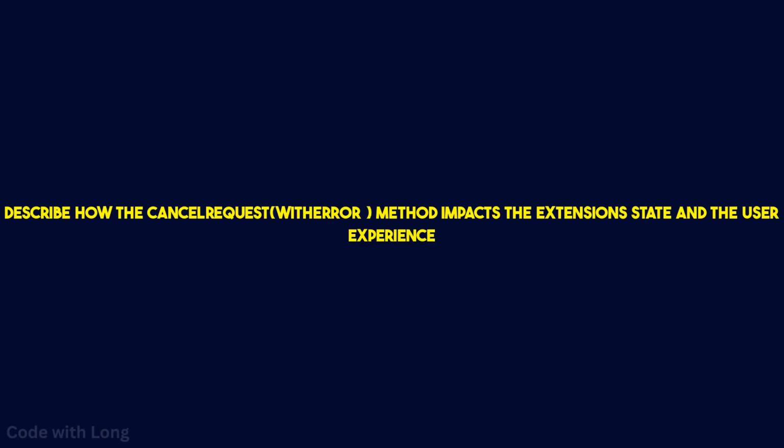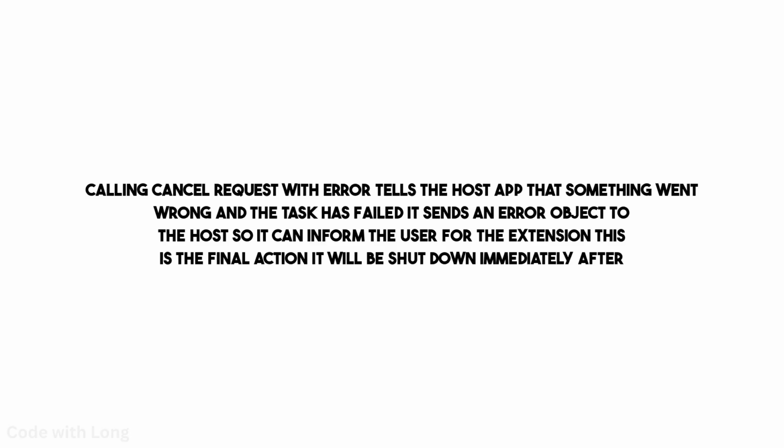Describe how the cancel request with error method impacts the extension state and the user experience. Calling cancel request with error tells the host app that something went wrong and the task has failed. It sends an error object to the host so it can inform the user. For the extension, this is the final action. It will be shut down immediately after.